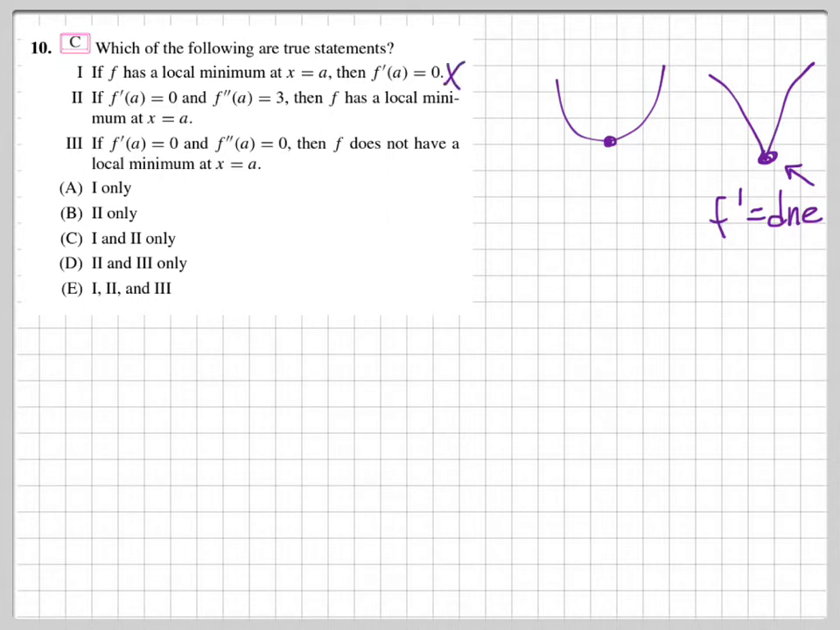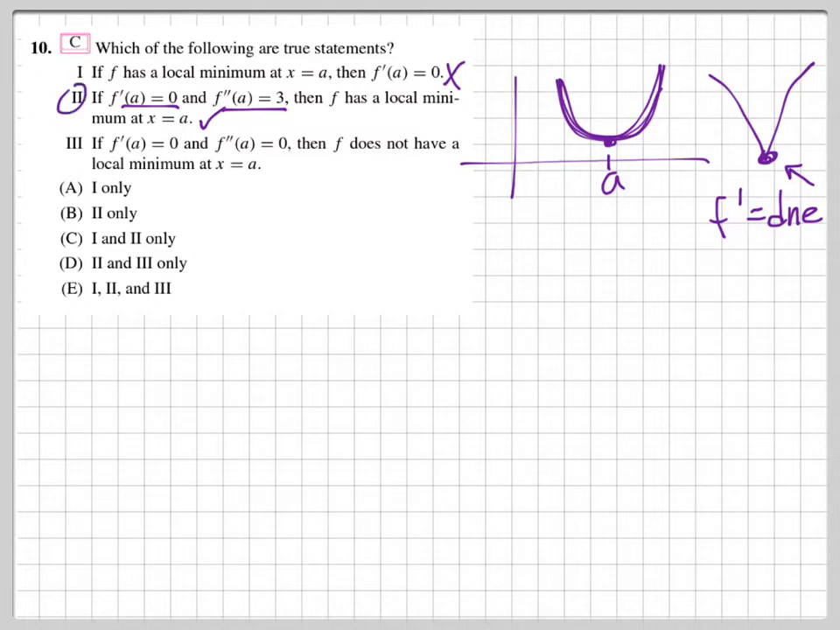So this problem is out. It's only half true. The next one says f prime of A equals 0 and f double prime of A equals 3. Okay, so those are two facts. Then f has a local minimum at x equals A. So what does that tell us? This one tells us that we definitely have a slope of 0 at A. So if this is A right here, we have a slope of 0 right there at A. And because f double prime is a positive number, we know that the curve is concaving up. Therefore, we definitely know that there is a minimum at x equals A. So number 2 is true.